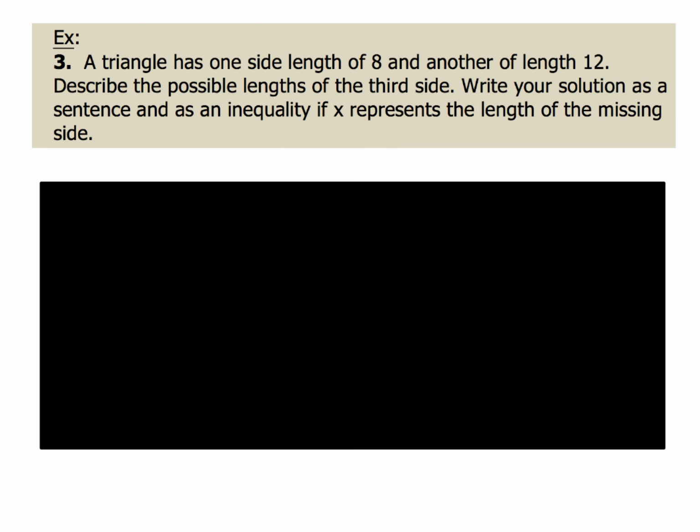Alright, so for example number 3, we've got a triangle that's got one side length of 8 and another of length 12. Describe the possible lengths of the third side. Write your solution as a sentence and as an inequality if x represents the length of the missing side. Now I think you guys can probably do this one on your own now, so go ahead and hit pause, and then when you're ready, come on back and see if you got everything set up and written down correctly. Alright, good luck. Hit pause and let's see how you did afterwards.